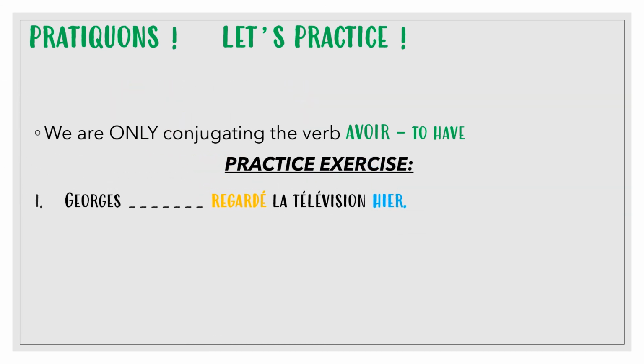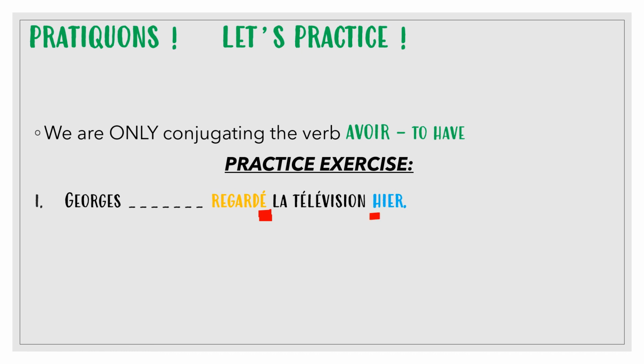So it says here, Georges blank regardé la télévision hier. Now looking at regardé, I think we just did that one, right? We know based on the fact that the E with the accent is here, we know that regarder is an ER verb. Okay, even if we didn't know that regarder means to watch or to look at, once we see that the ER has been dropped and it has an E with the accent aigu, we know that it's an ER verb.